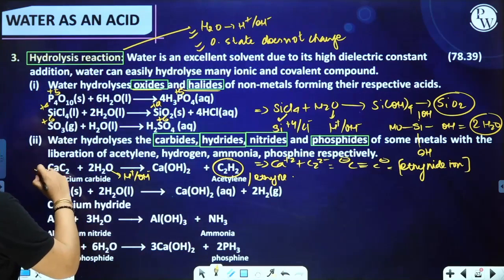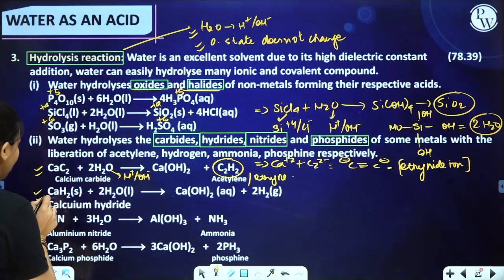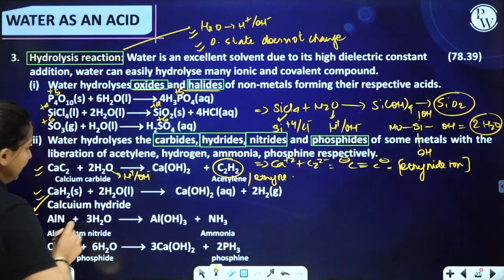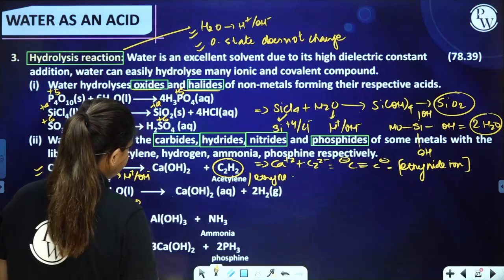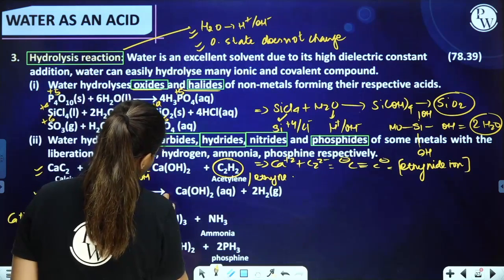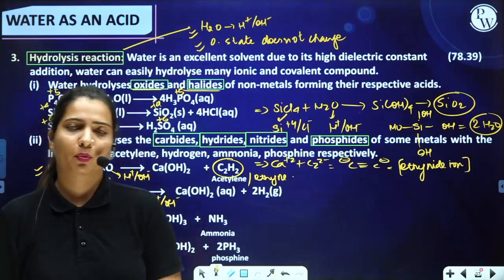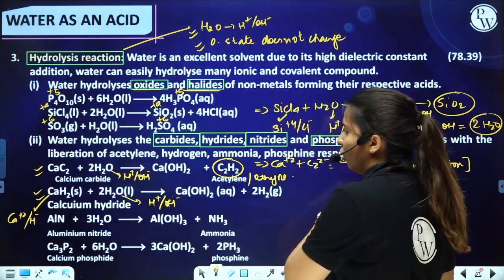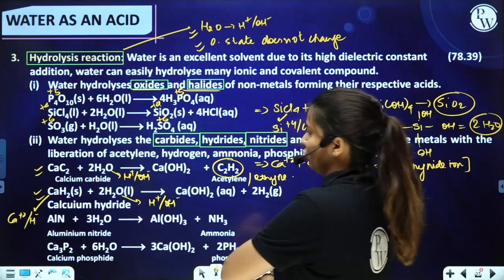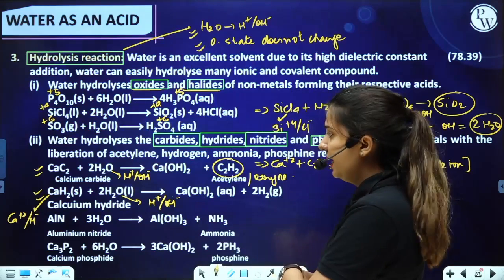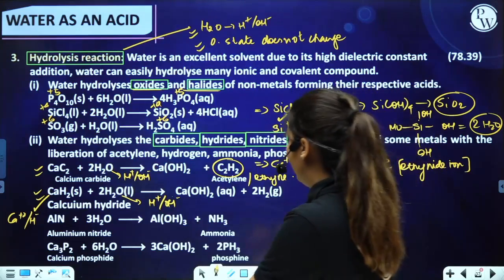Okay, now calcium hydride also we have. There is no problem. Calcium hydride breaks into calcium +2 and H negative. Water breaks into H positive and OH negative. Negative combines with the positive and the positive combines with the negative to form calcium hydroxide and H2 gas as the product.